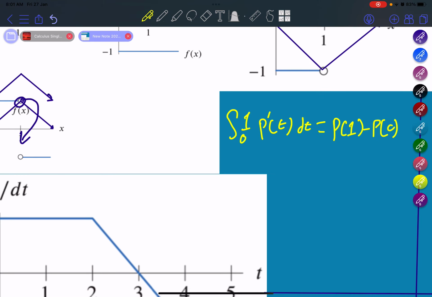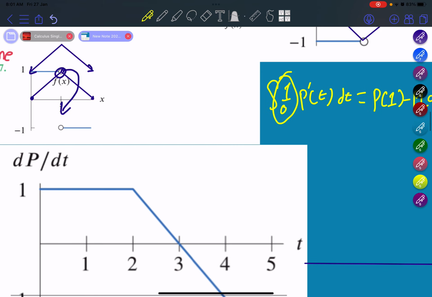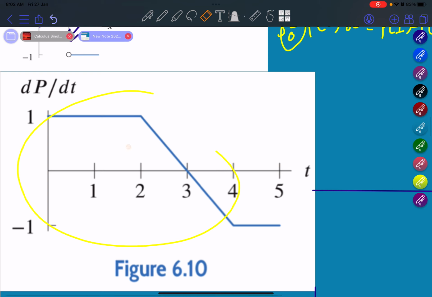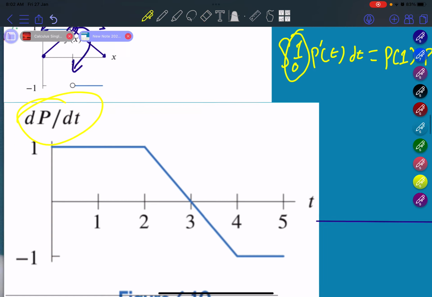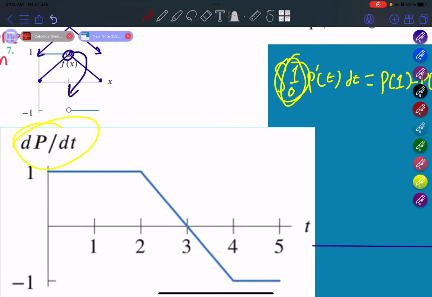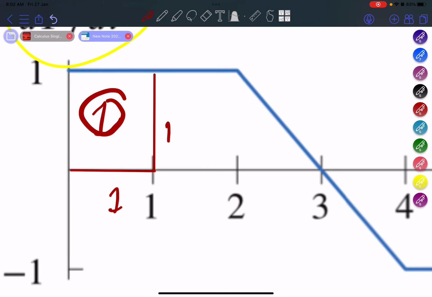So what does the integral of p prime of t from 0 to 1 tell us? In this graph of dp over dt, which is basically p prime, just like dy over dx, we take the area under the curve from 0 to 1. The length and side are 1 and 1, hence the area should be 1.